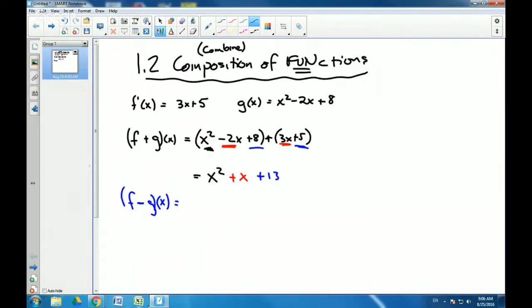Subtraction. I didn't write these in order here, did I? F is actually second and G's first, right? Yeah. That's okay with addition. Subtraction, they need to be written in order. So 3x plus 5 minus x squared. That's because the subtraction has to distribute.